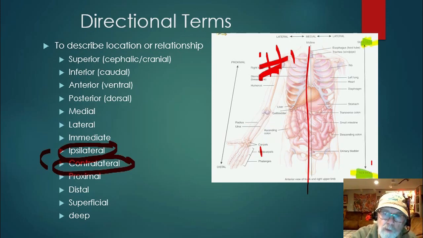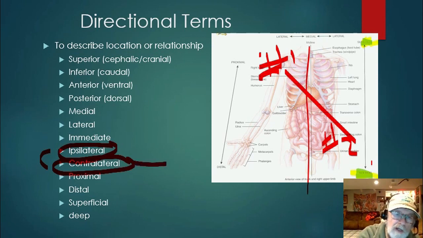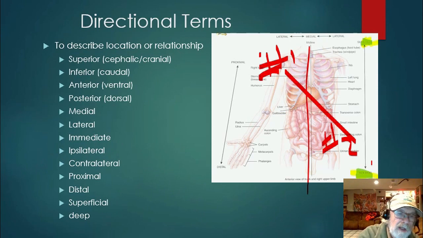But if I had point one up there and I had point two over here, these two are on opposite sides of the body, so they would be called contralateral. Same side of the body, ipsilateral. Opposites, two things on opposite sides of the body, contralateral. Okay? So that's not a bad word to figure out. Let's go to the next two.